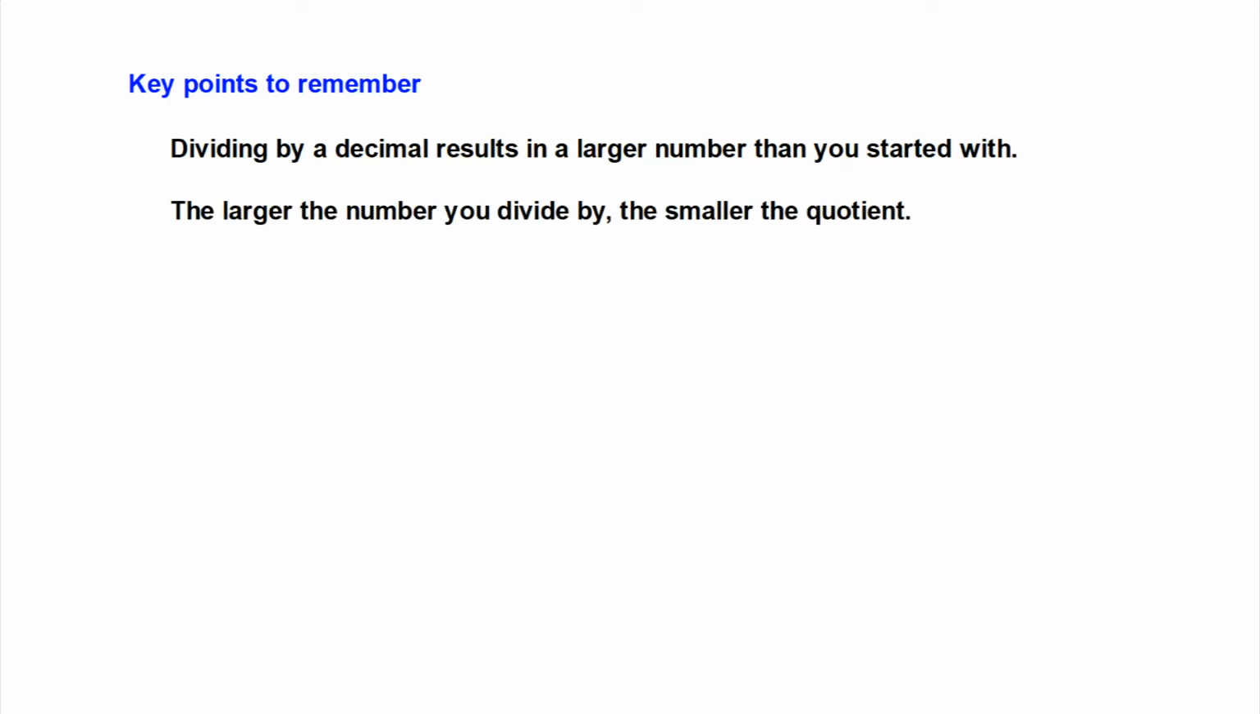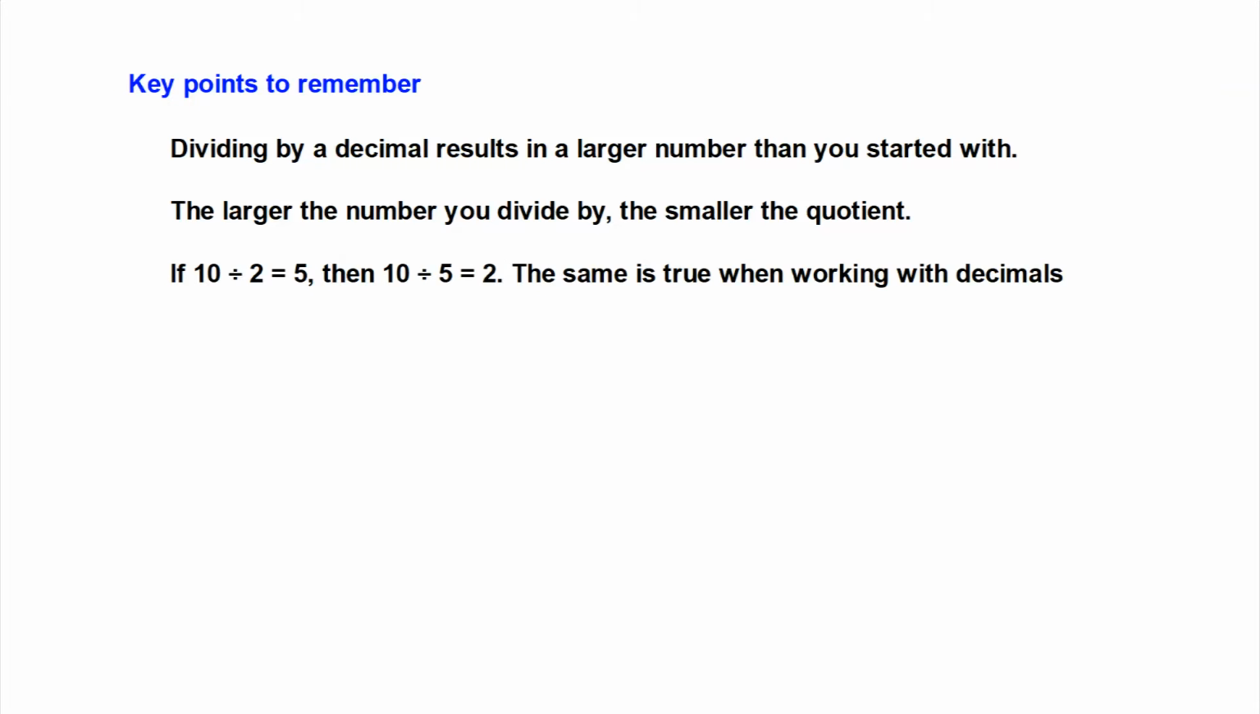The larger the number you divide by, the smaller the quotient. So if you've got 10 cookies divided by 2 people, you get 5. If you've got 10 cookies and you divide them by 5 people, you only get 2 cookies, right? So the bigger the number you're dividing by, the smaller the quotient, the smaller the answer you get.